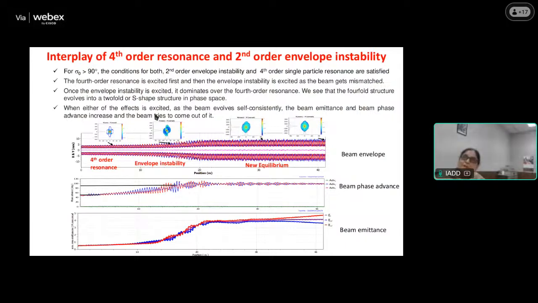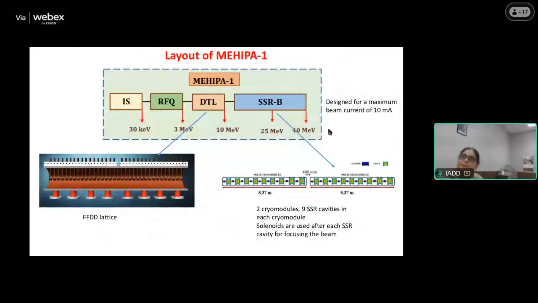When either of the effects is excited and the beam evolves self-consistently, you can see that the beam emittance as well as the phase advance increases and the beam tries to come out of it. So when the beam phase advance crosses 90 degrees, the conditions for neither of them are satisfied, and the beam will evolve into a new equilibrium. Here you can see that it is again becoming like a normal beam, with no trace of either the fourth order resonance or the envelope instability.